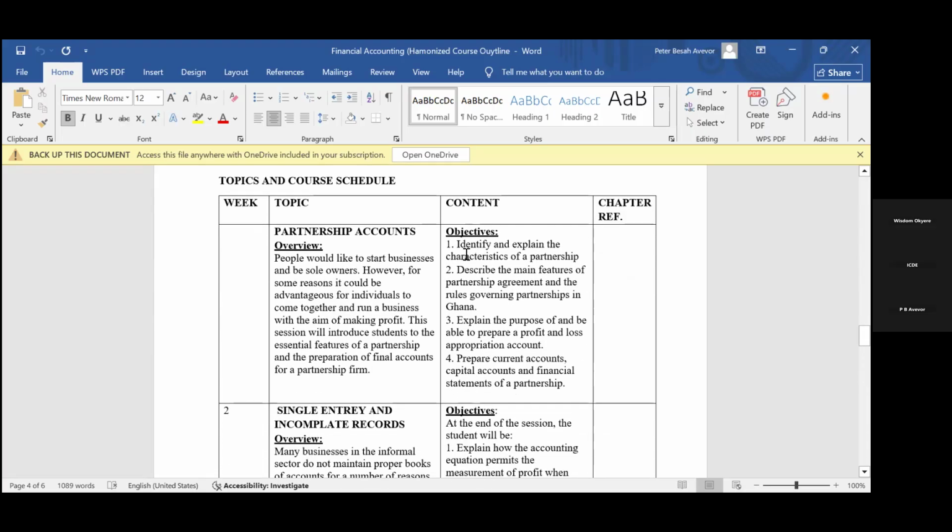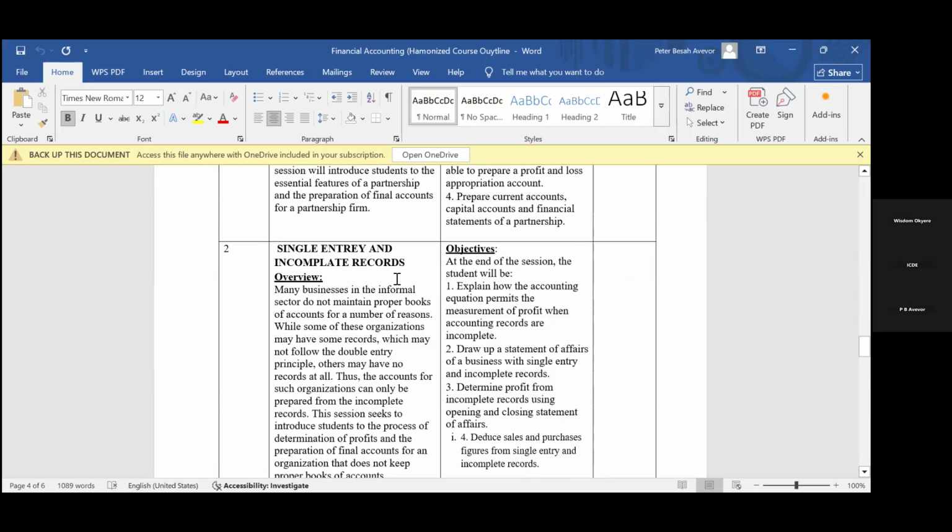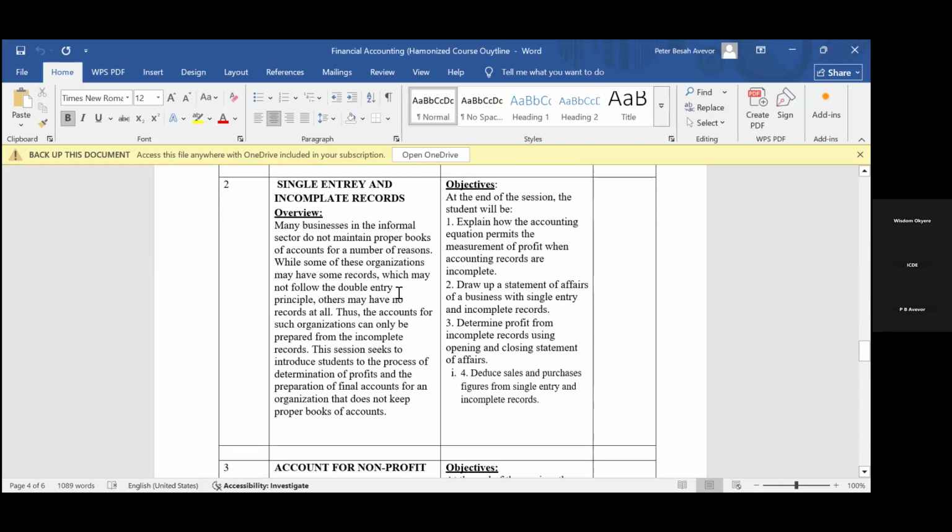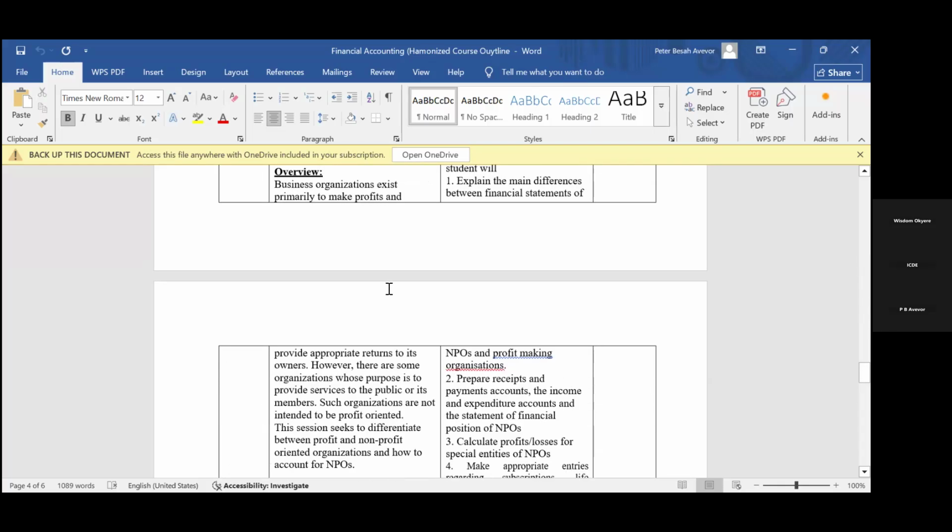Okay, so our schedules are as follows. Week 1, we'll deal with partnership. So everything about partnership, we'll talk about it briefly. If you want to read into details, you have every right to fall on the course materials and do justice to that. Then week 2, we'll look at single entry and incomplete records, that is if we are done with partnership.